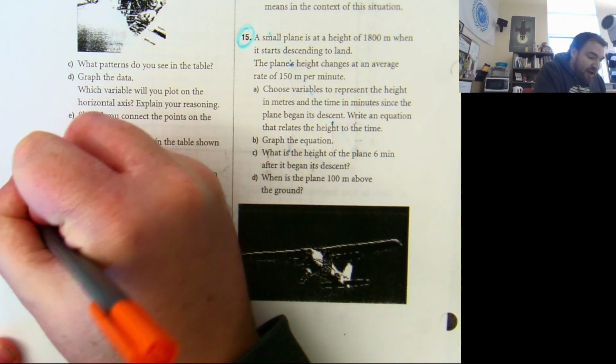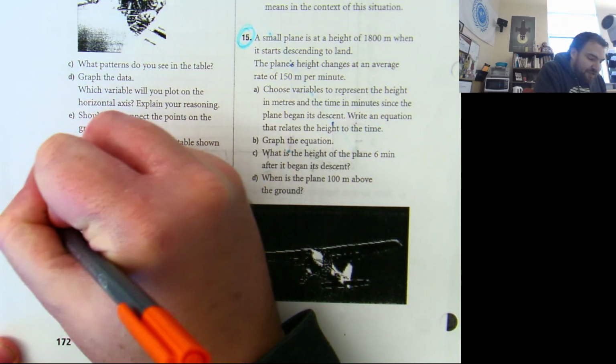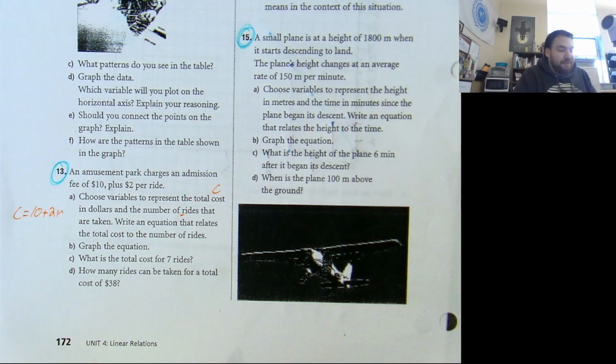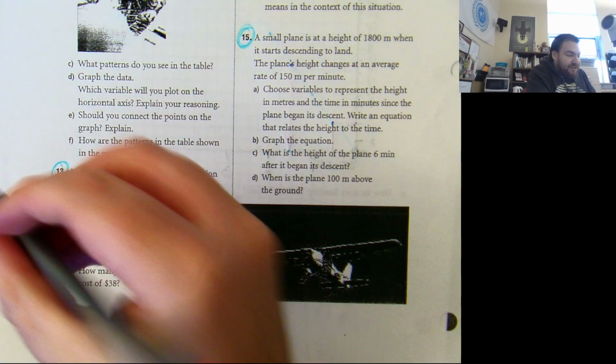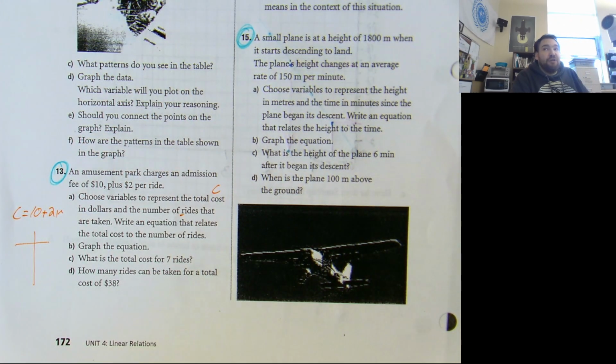So C, our cost, is going to equal $10 plus $2 per ride. That's what your equation should look like. And now we're going to graph that thing. So to graph this thing at this stage, all of you are equipped to do is create a table of values, pick some points, and shove them in the equation.